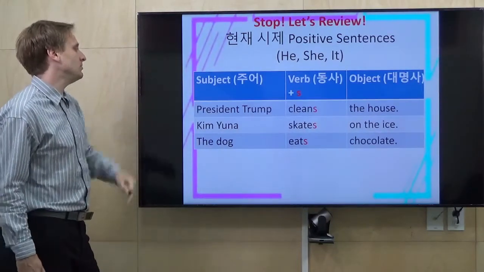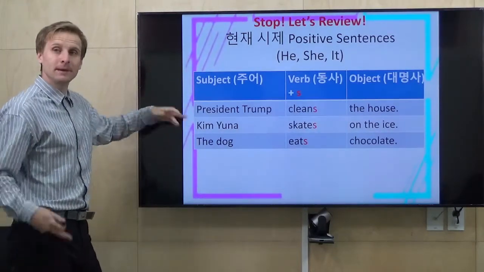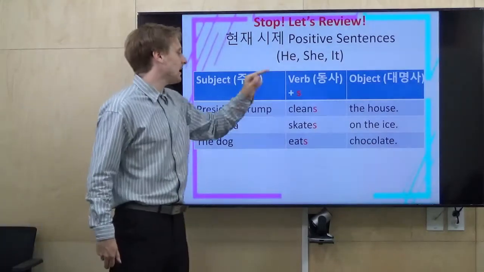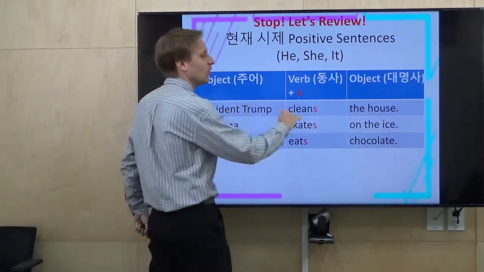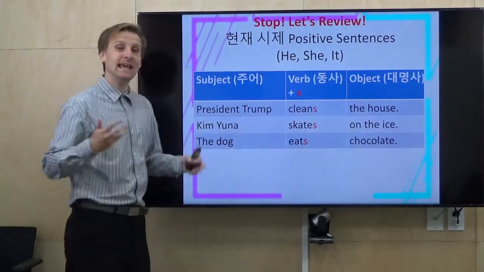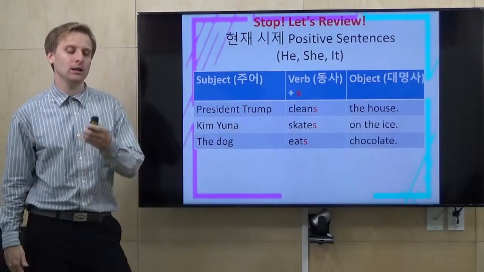So here are our grammar charts. Subject, verb, object. President Trump, he cleans the house. Kim Yuna, she skates on the ice. The dog, it eats chocolate.